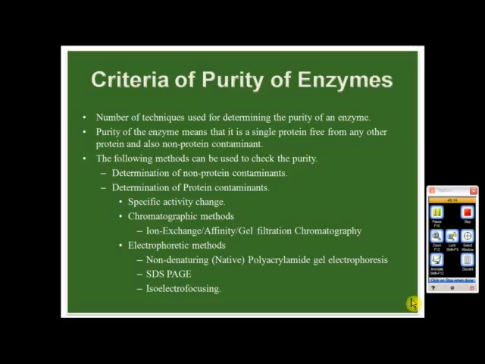If your protein or your enzyme has multiple subunits, then you will see more than one band. That means here you have to purify by ion exchange, affinity, or gel electrophoresis. And when you run native polyacrylamide gel electrophoresis, there you will see only one band, because you are not denaturing the enzyme.